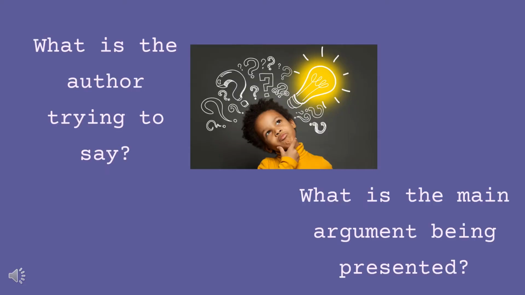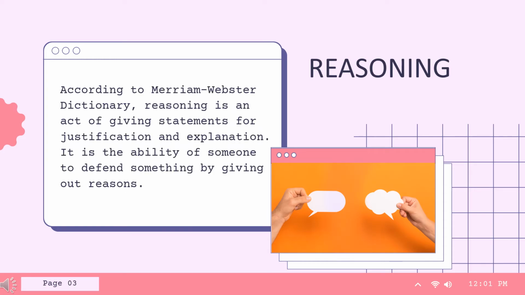As a critical reader, there are two objectives that we need to accomplish. First, we must determine what the author is trying to say. And second, we should also get the main argument being presented by the writer. As a critical reader, we must understand, assess, and evaluate the given text for us to determine if it is effective. According to Merriam-Webster Dictionary, reasoning is an act of giving statements for justification and explanation.